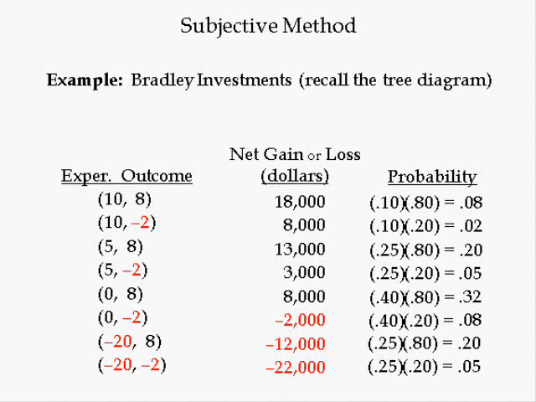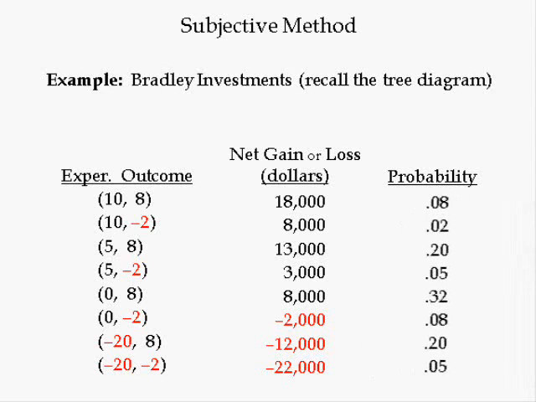Notice that we multiplied two probabilities for each of these eight experimental outcomes. This means we must be assuming the events affecting Collins Mining are independent of events affecting Markley Oil. Notice that the sum of these probabilities is equal to 1. If this sum was not equal to 1, we would have made a mistake.